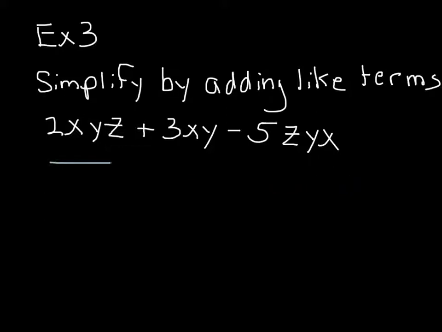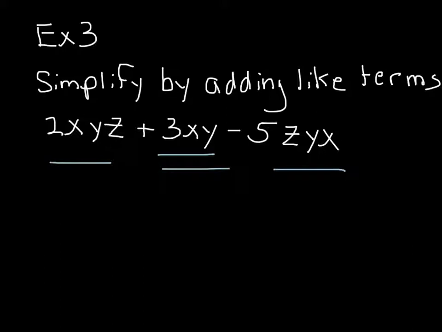Well, here I have an XYZ. Here I have an XYZ, right? And again, it doesn't matter that one of them has 2 in front of it and the other one has a -5 in front of it. What matters is the combination of letters. Then I have this one off by itself, which is different from the other 2 because it doesn't have the same combination of letters.